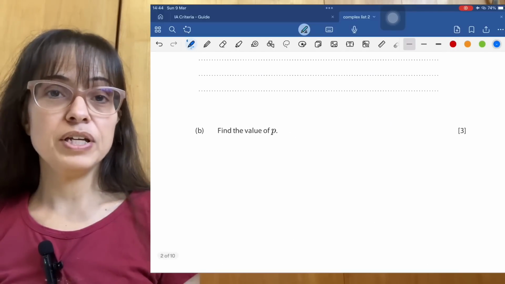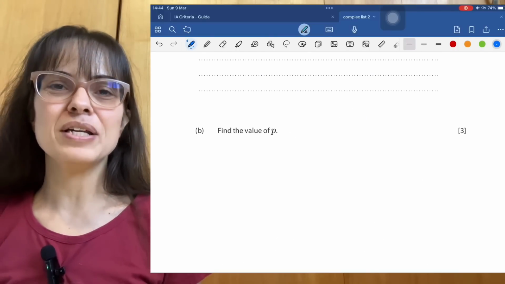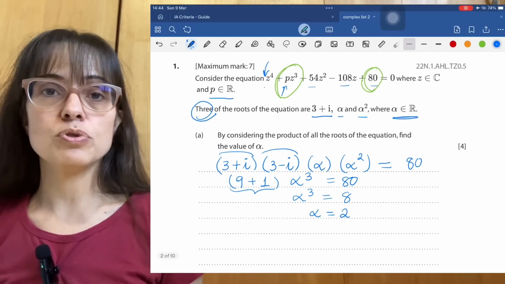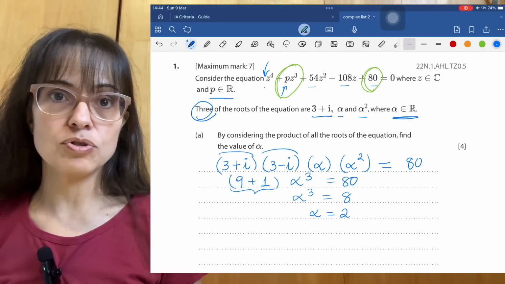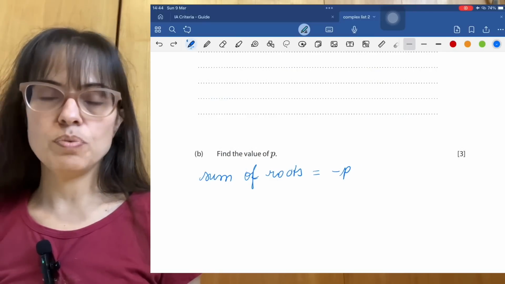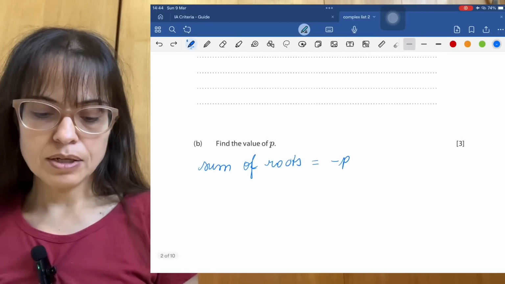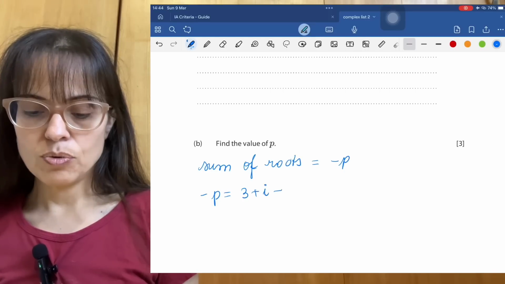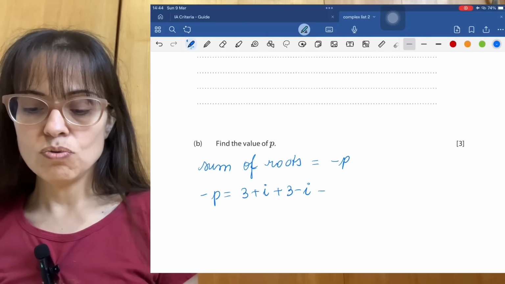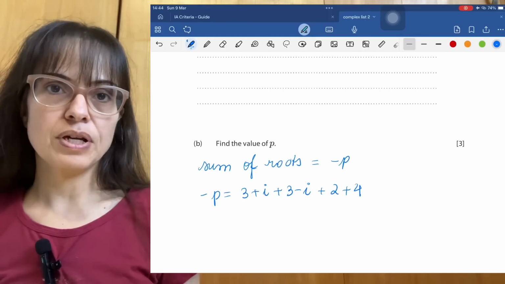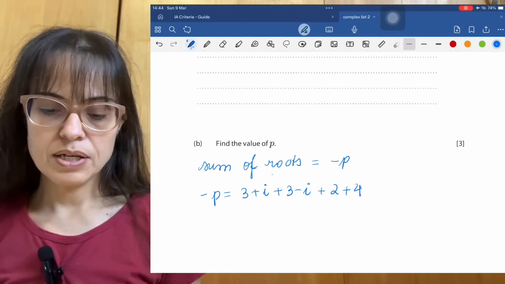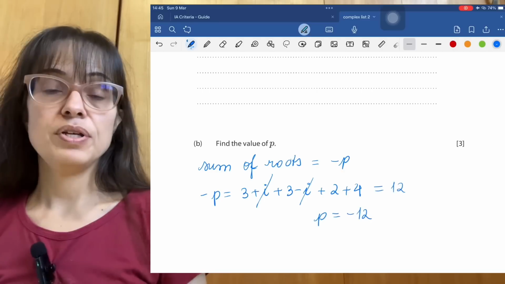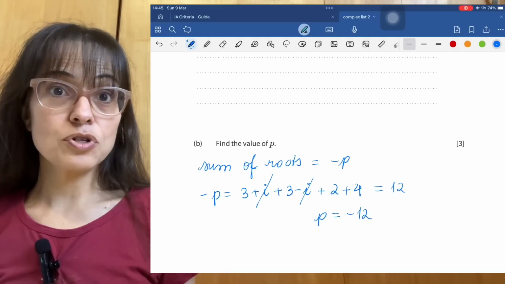So naturally, part B is asking me for the value of p, right? It was the unknown coefficient over there. And I am going to use the sum of the roots to get to that. The sum of the roots needs to be negative p, and I already know all the roots. It is 3 plus i, 3 minus i, 2, and 4, because it was alpha and alpha squared. So i cancels out with negative i. Now I have 3, 6, 8, 12, and then p is negative 12. That's the end of this question.